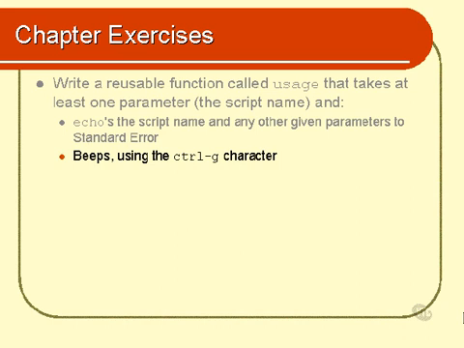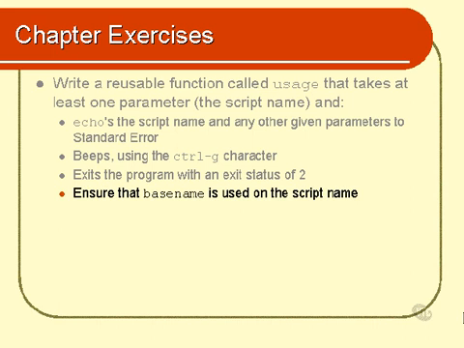I don't know if you remember how to do that, but it's pretty much just putting a Control-G into the echo statement. It should also exit with an exit status of 2, and we should ensure that basename is used to trim out the path information from the script name.